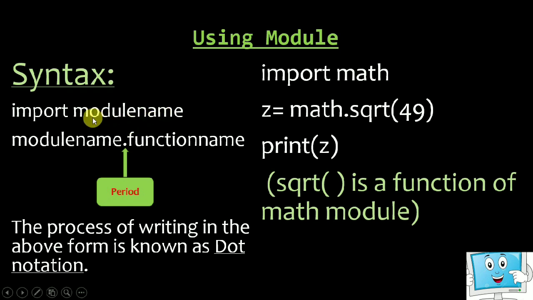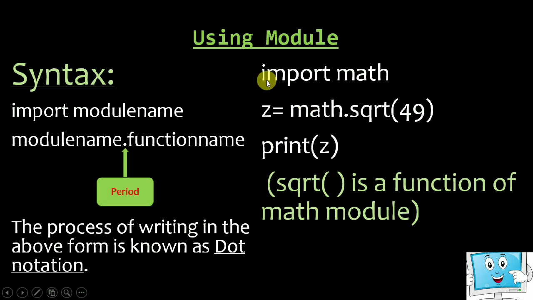So the syntax to import a module is import name of the module and in the next line module name dot function name. This dot is known as period technically, and the process of writing in the above form, that is module name dot function name, this process or this above form is known as the dot notation.